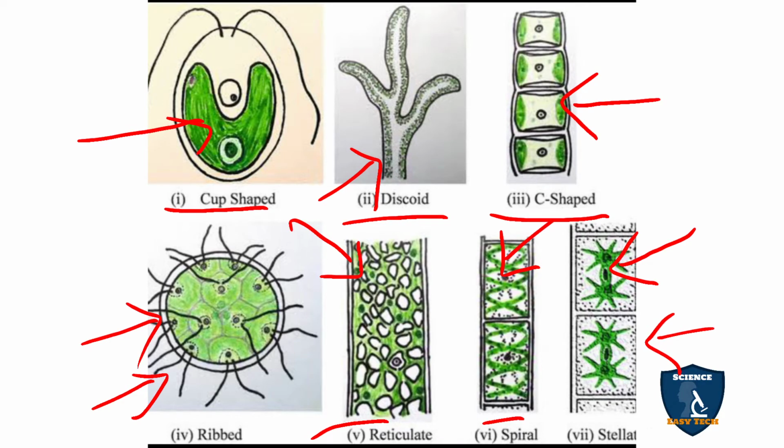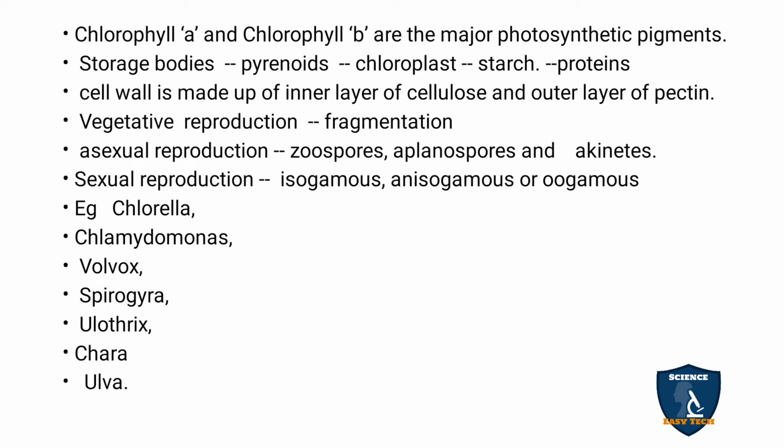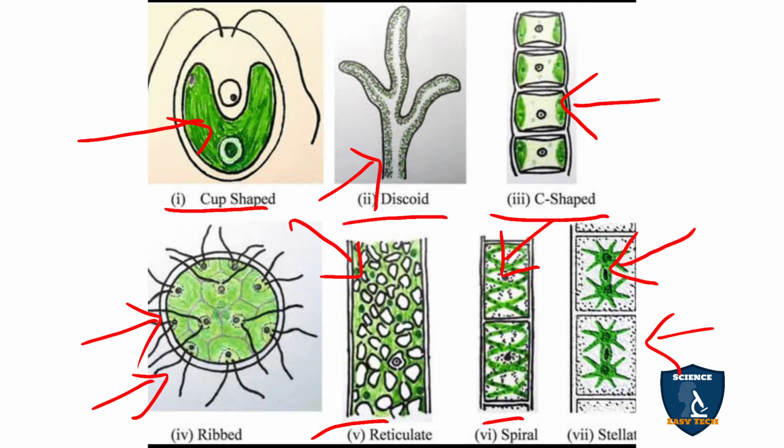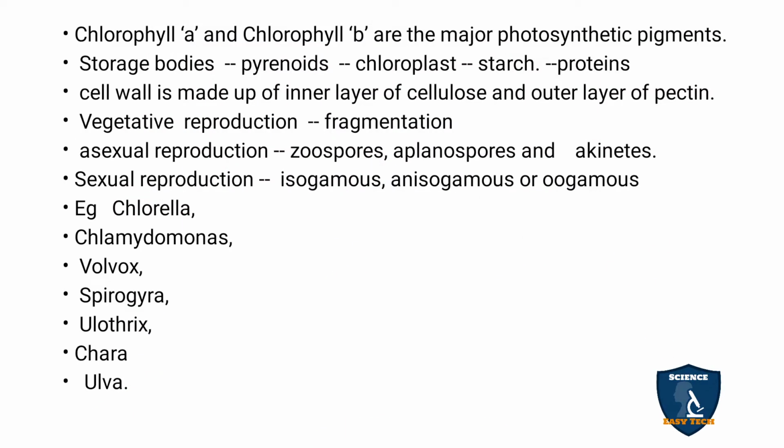based on the chloroplast structure. Based on the structure of the chloroplast, these are the types you can see. Chlorophyll a and chlorophyll b are the photosynthetic pigments in Chlorophycean algae. And the storage body is called the pyrenoid. The storage starch is stored in the pyrenoid, and this pyrenoid is made up of proteins.